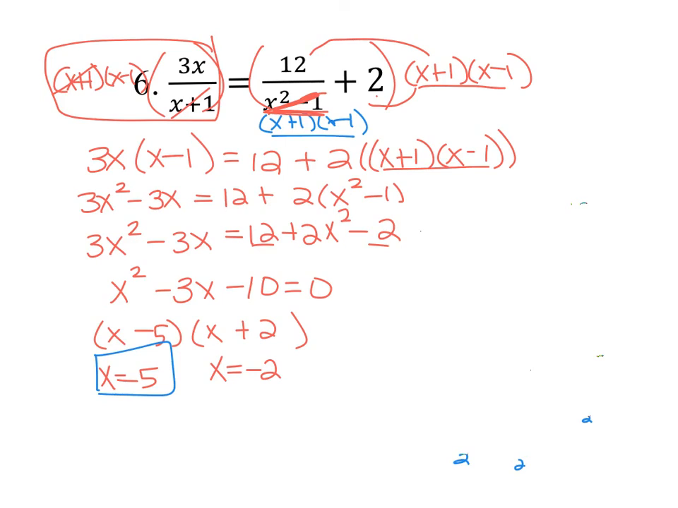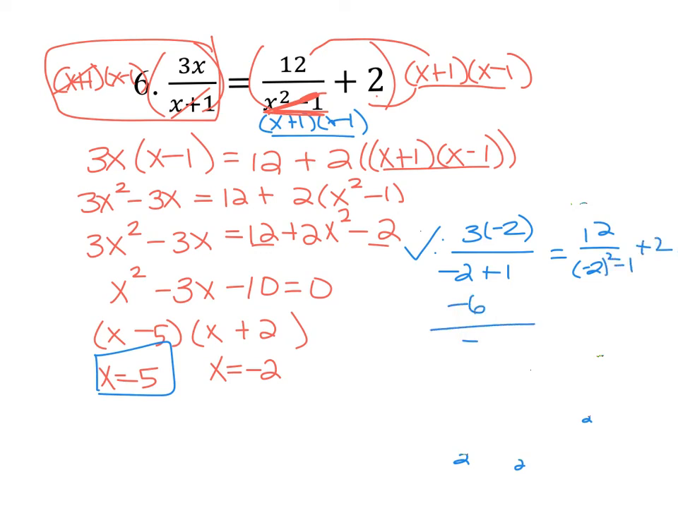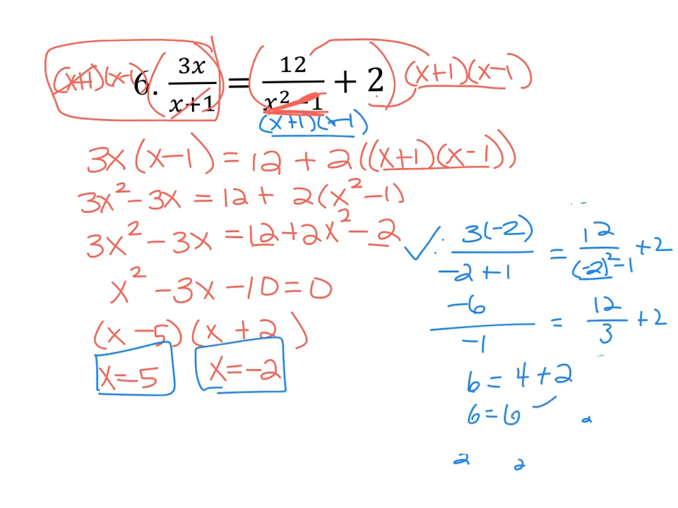So now I'm going to check negative 2. So 3 times negative 2 over negative 2 plus 1 equals 12 over negative 2 squared minus 1, plus 2. So I have negative 6 over negative 1 equals 12 over 2 squared, which is 4, minus 1 is 3, plus 2. Negative 6 over negative 1 is 6. 12 over 3 is 4. 4 plus 2 is 6. So sure enough, that also works.